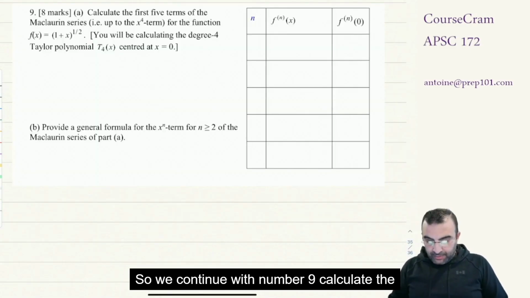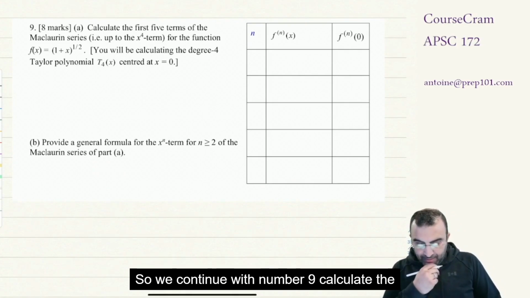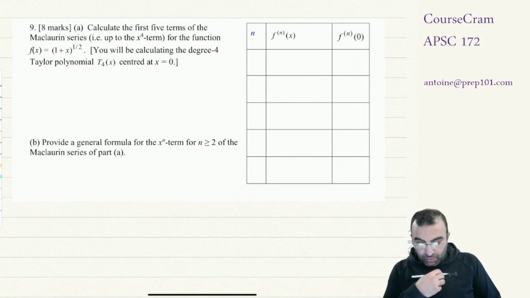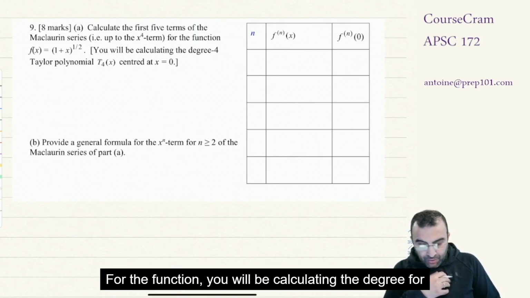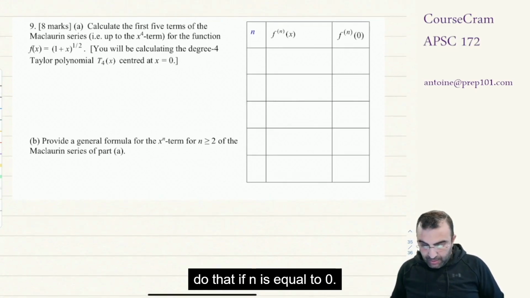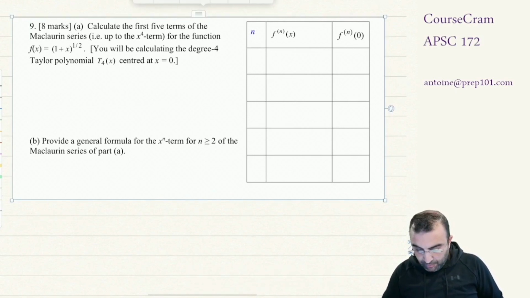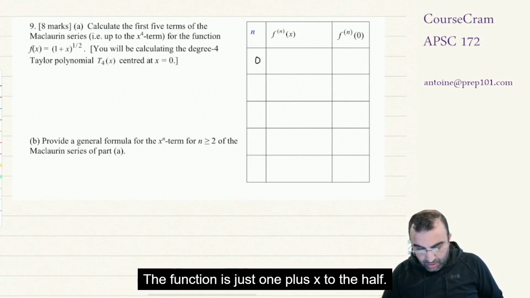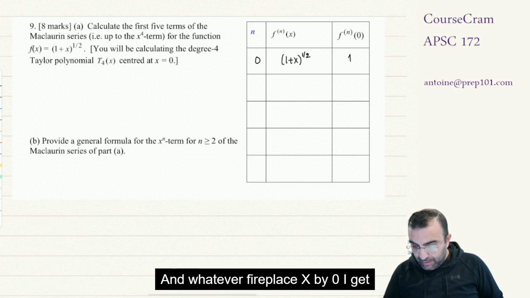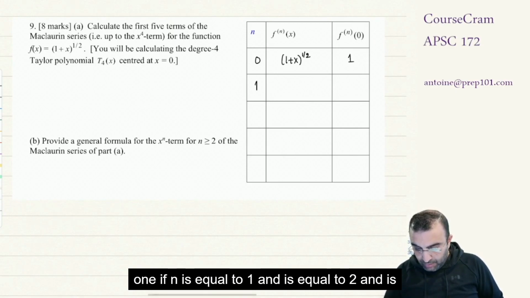So we continue with number 9. Calculate the first 5 terms of the Maclaurin series up to the x to the 4 terms. For the function, you will be calculating the degree 4 Taylor polynomial centered at 0. So let's do that. If n is equal to 0, the function is just 1 plus x to the half, and if I replace x by 0, I get 1. Then n is equal to 1, 2, 3, and 4.